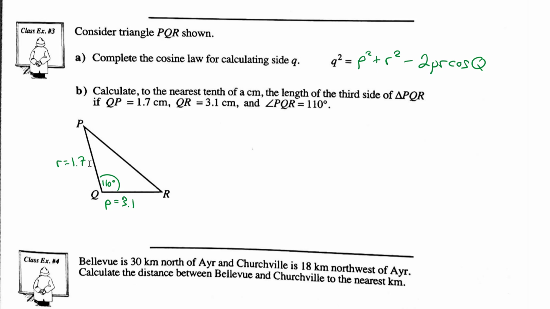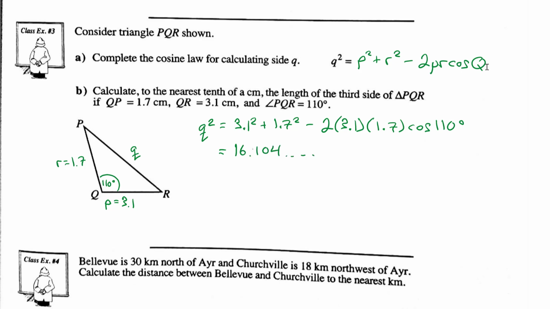We are looking for side little q. So I'm going to use the formula that I just wrote down. q squared is going to be p squared, so that's 3.1 squared, plus 1.7 squared, minus 2 times 3.1 times 1.7 times the cosine of capital Q, which is 110 degrees. You punch those numbers into the calculator, you're going to get 16.104..., which I then take the square root of, and you should also get about 4.0 when you round it.